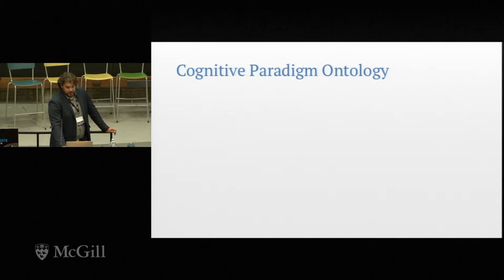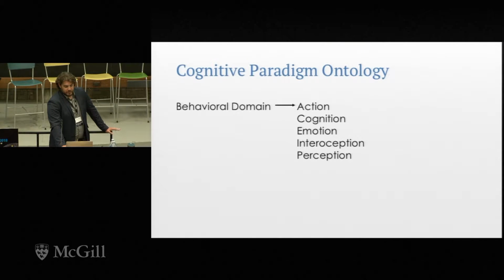And quickly, I'll try to explain what a few of the CogPo labels are. There are 9 what we call dimensions, or types of labels, one of which is behavioral domain. That basically describes a mental construct. There are 5 types of broad behavioral domains: action, cognition, emotion, interoception, and perception. And you can have subdomains within that, such as anger, fear, happiness for emotion.